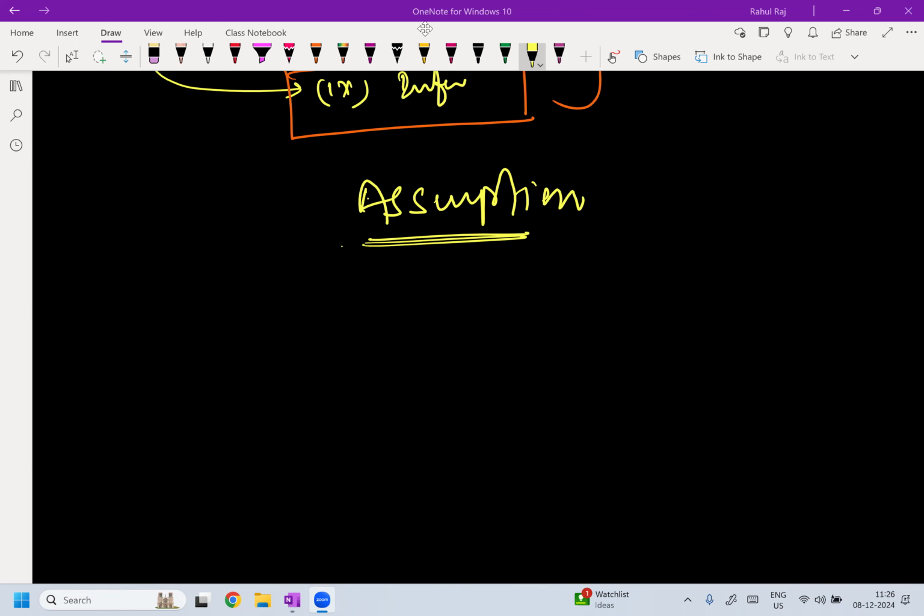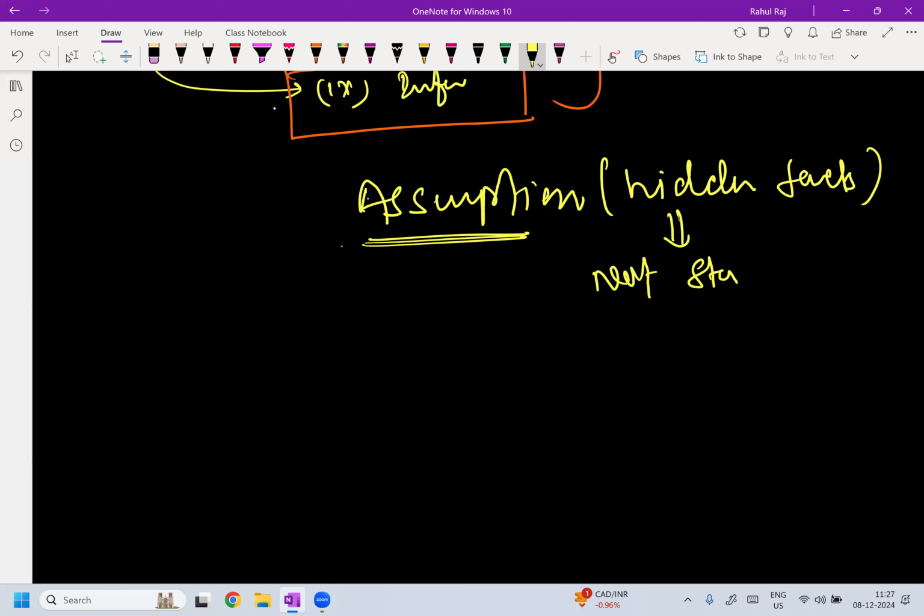I think assumption is something that you agree with without any proof. No, not like that. You always agree with an assumption 100%, but this could not be the definition technically. So assumption simply means, guys, hidden facts. That's it, a two-line definition. When I say hidden facts, it means it is not stated in the passage.